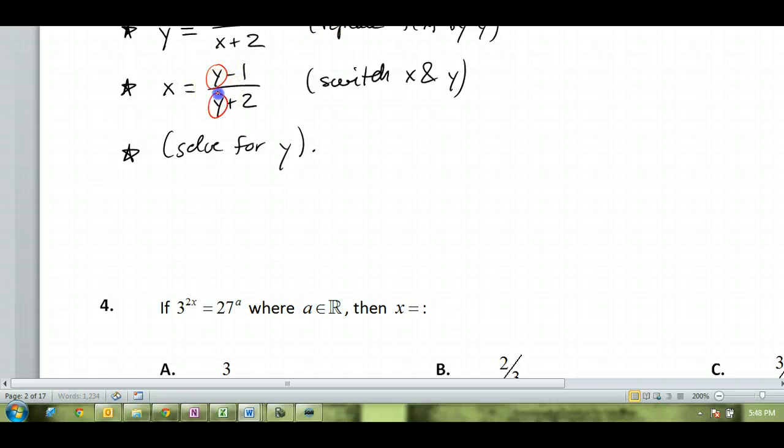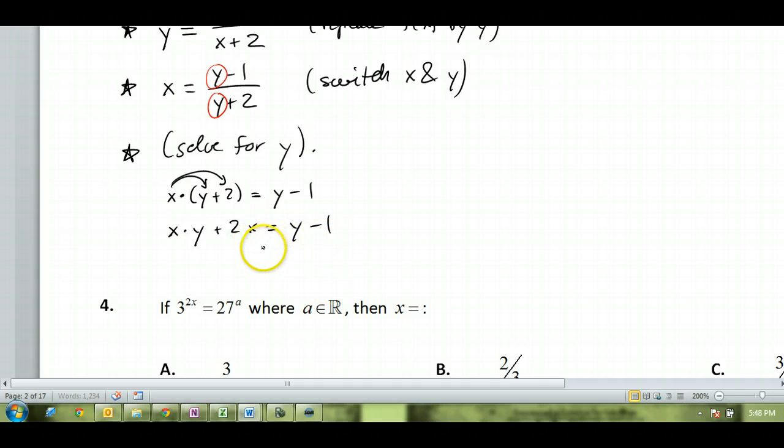y is here and there, and if I solve for y, I just want to write y equals, right? So I'm going to multiply both sides of this equality by y plus 2, and I have x times y plus 2 equals y minus 1. I want to put those two y's on the same side of the equation, but you see this one is involved in a product here. So I don't have any choice. I have to distribute to grab the y. So this is xy plus 2x equals y minus 1.